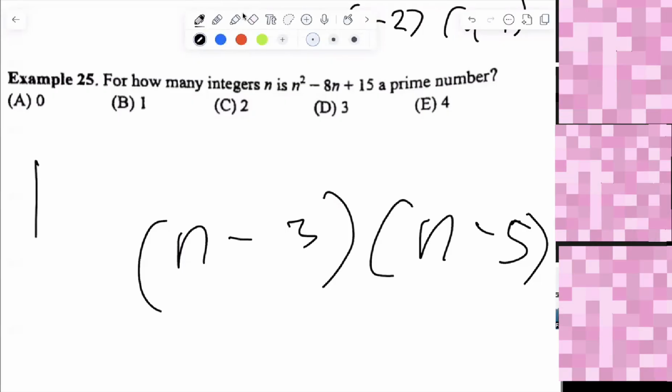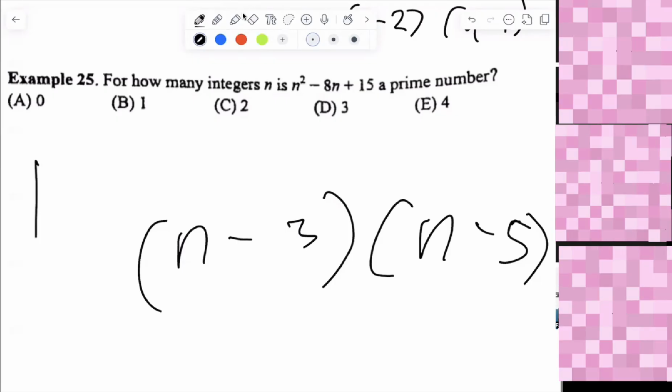Let's go on to 7. 7 minus 5 is 2. 7 minus 3 is 4. Obviously, it doesn't work, so we do not check those cases now. Let's move on to negative numbers. Let's see what happens.